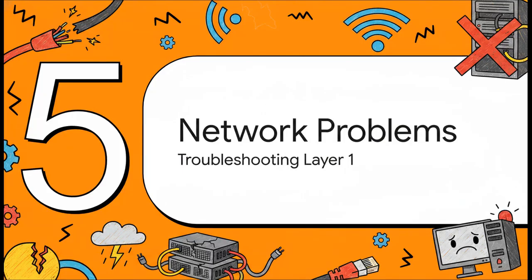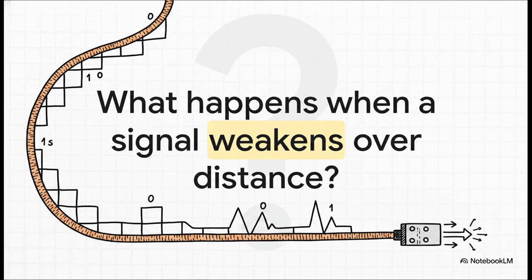Okay, section 5, physical network problems. We've built the network. Now let's figure out how to troubleshoot it when things inevitably break in the real world. Here's a super practical scenario for you. You're running a long copper cable all the way across a massive warehouse. What happens when that electrical signal naturally weakens over that long distance? Well, the bits start degrading, your ones start looking a whole lot like zeros, and the network connection totally drops.